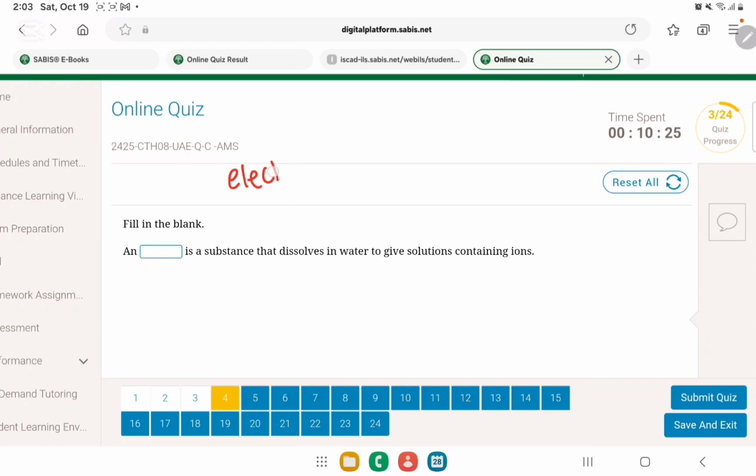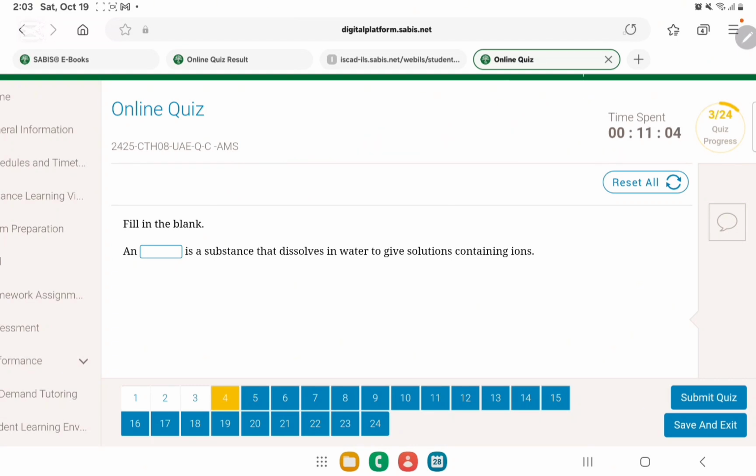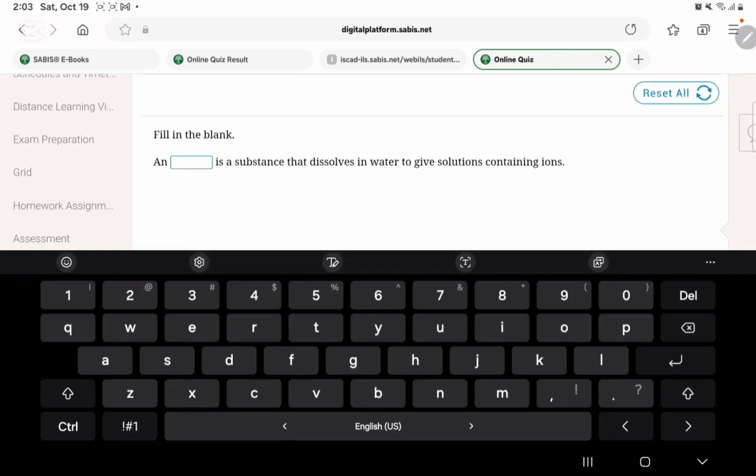An electrolyte can either be strong or weak. Strong electrolyte like HCl, weak like water, H2O. Okay, those are examples. Strong gives many ions, weak doesn't give a lot of ions. Okay, so here, electrolytes.